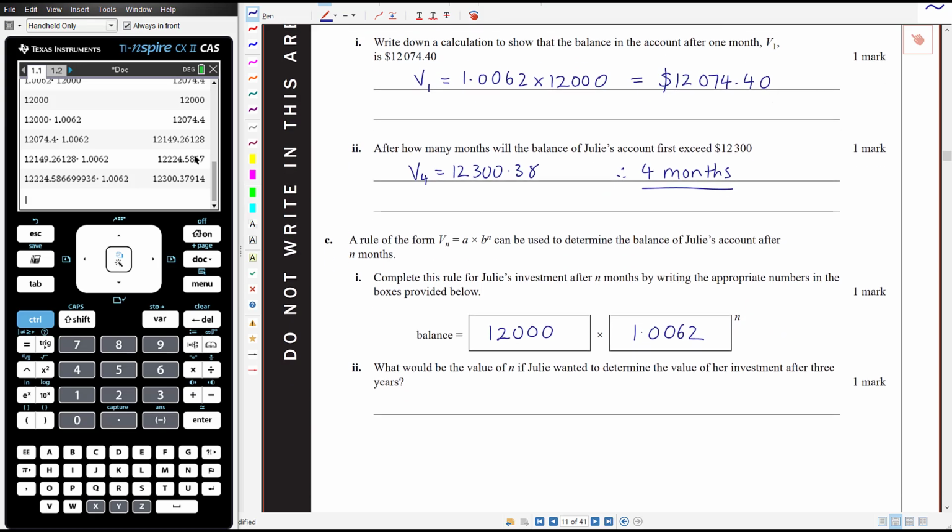What would be the value of n if Julie wanted to determine the value of her investment after 3 years? Okay, so 3 years is 36 months, which means that n would be 36.